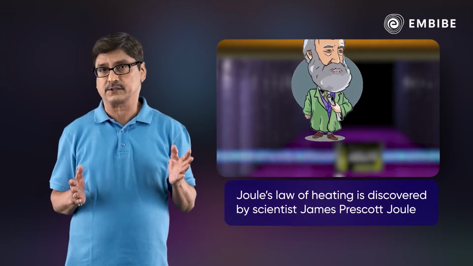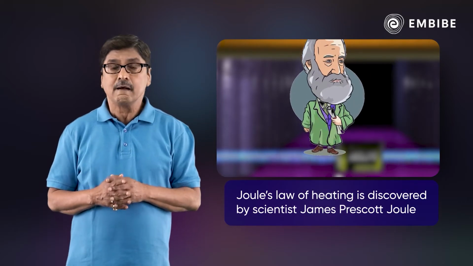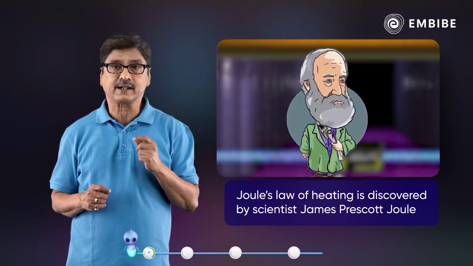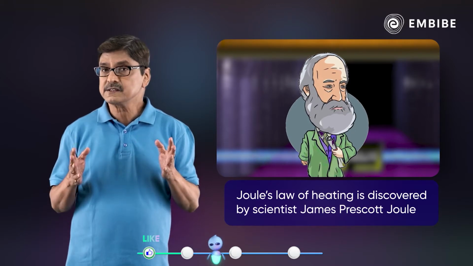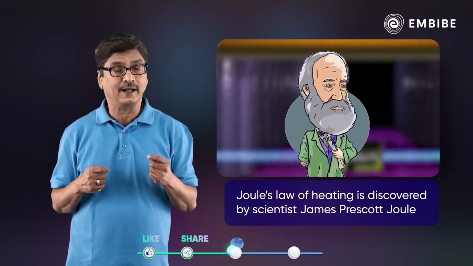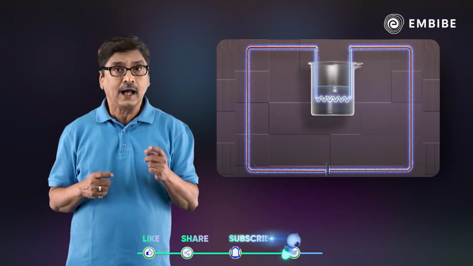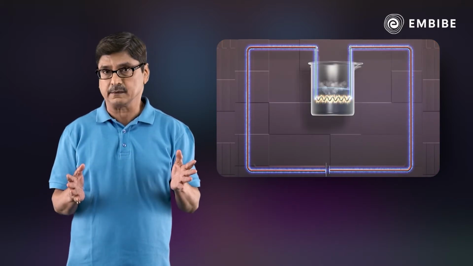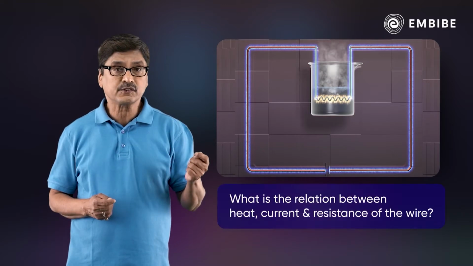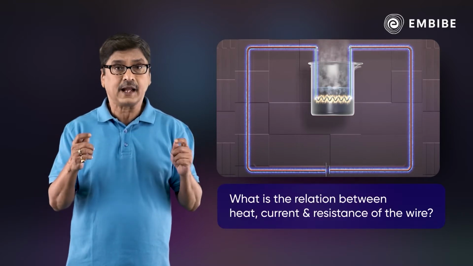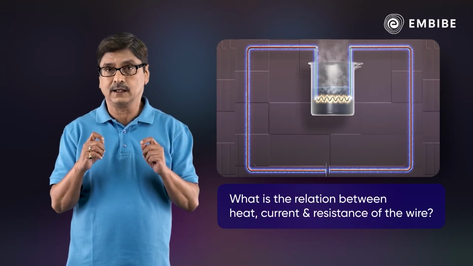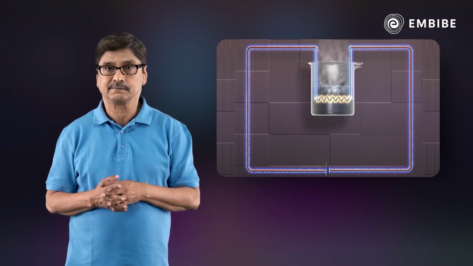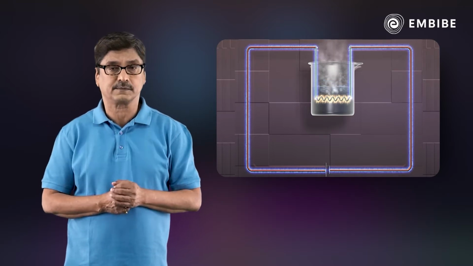In December 1840, James Prescott Joule first suggested that heat could be generated using electric current. He immersed a fixed length of current carrying wire in a fixed amount of water and observed the temperature of the water rise. With this experiment, he was able to find the relationship between heat, current, and the resistance of the wire, which came to be known as Joule's law of heating. Let's find out what it is.